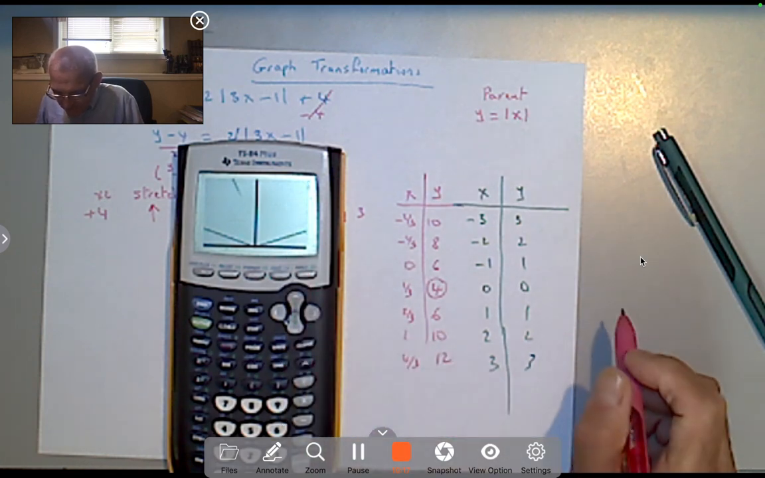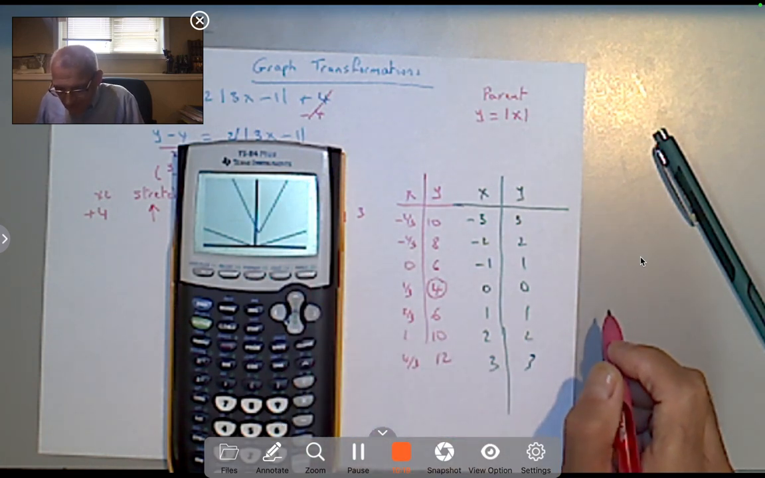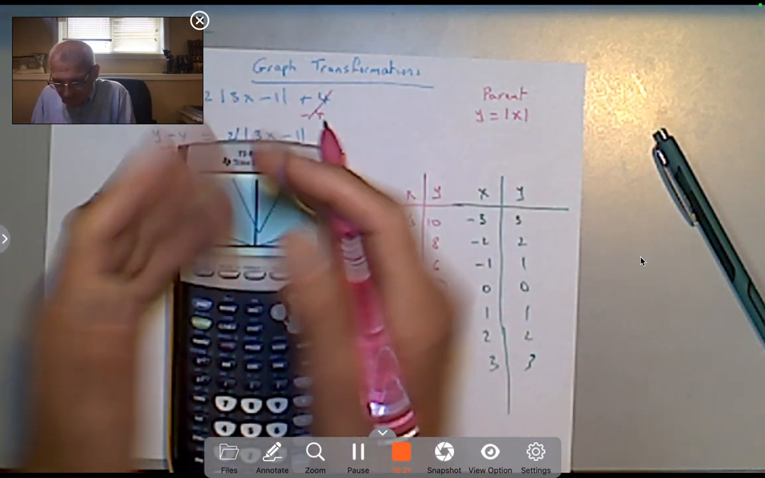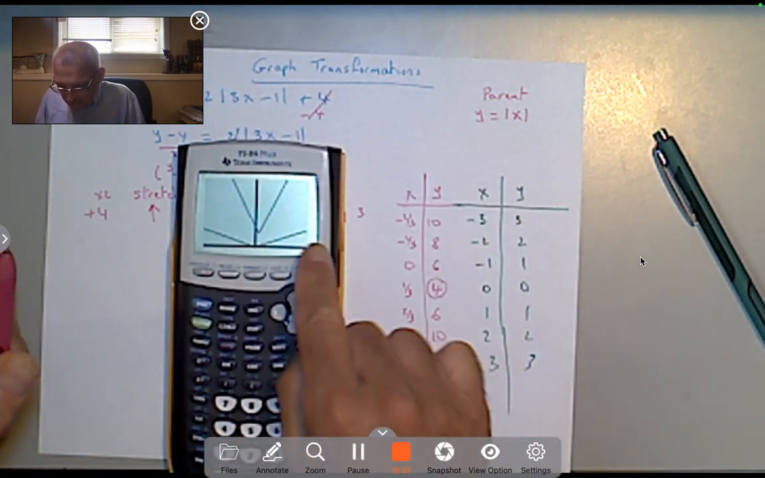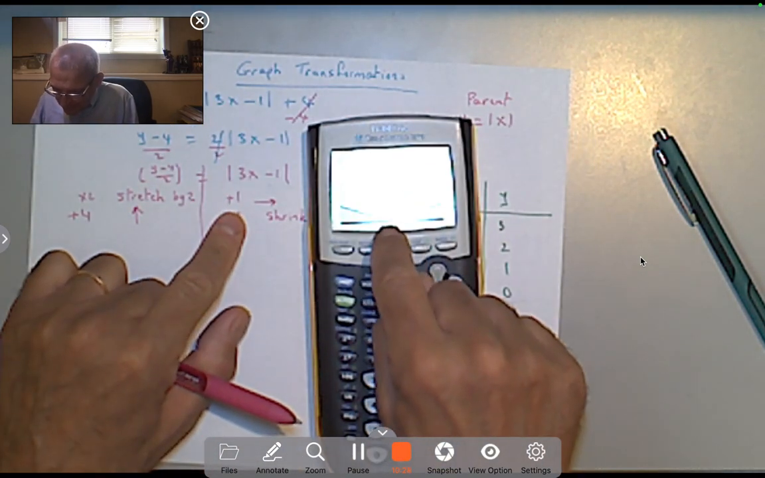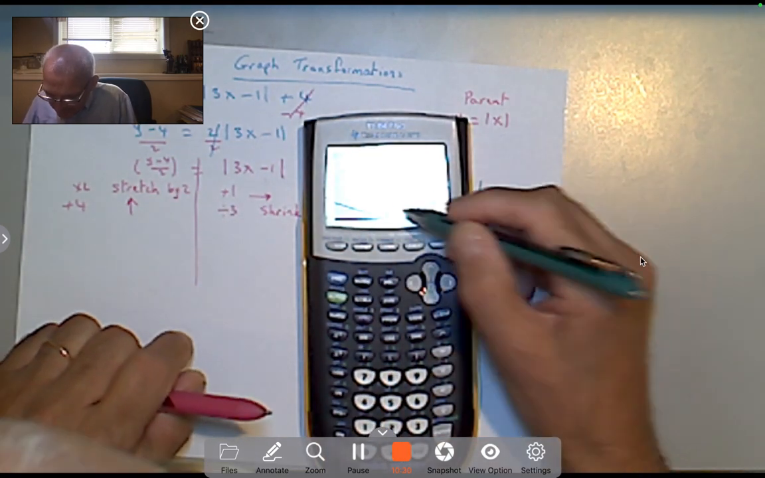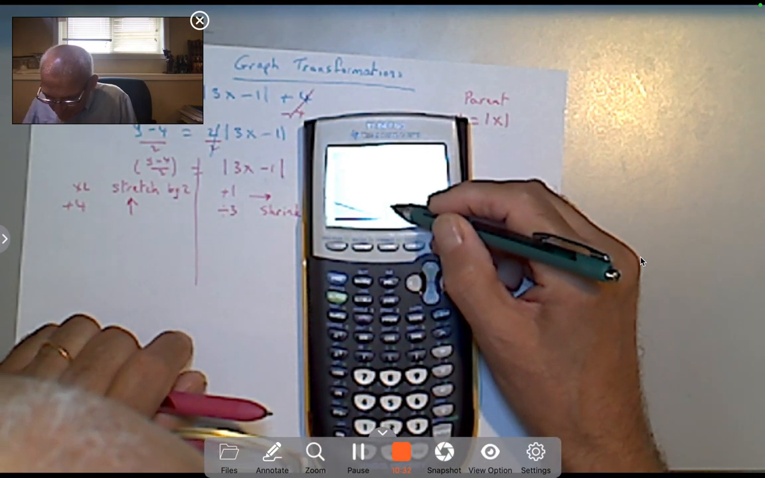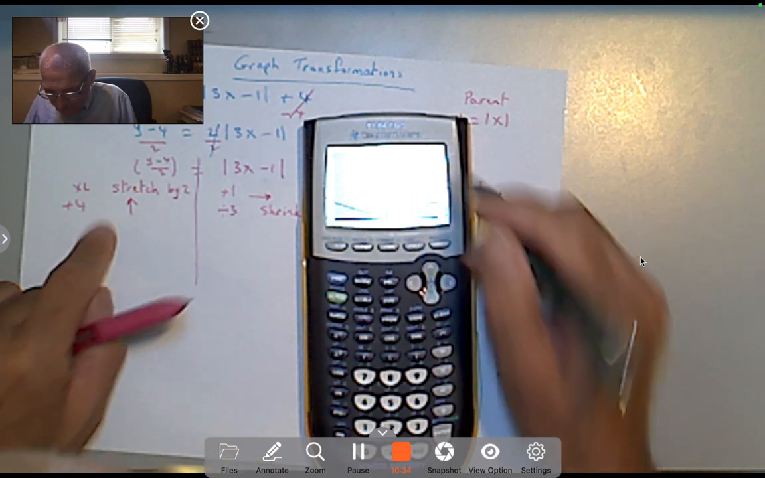That's my first graph. You see the second one? It got narrow, shrunk, moved. We moved 1 to the right. You see the vertex here, instead of being at 0, it moved slightly, and then we moved it up 4.